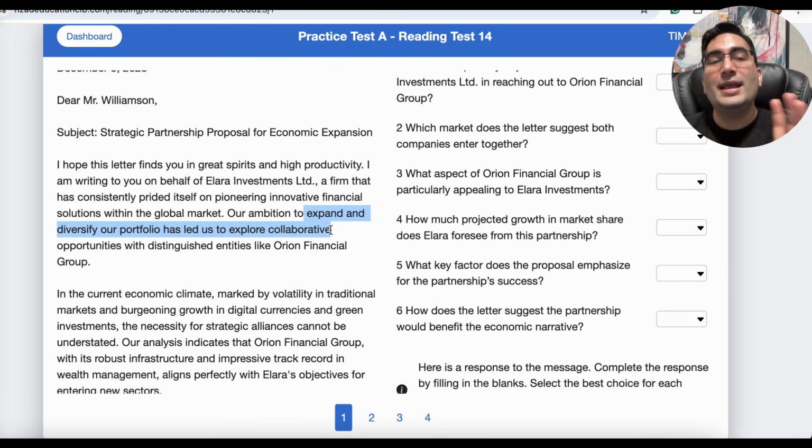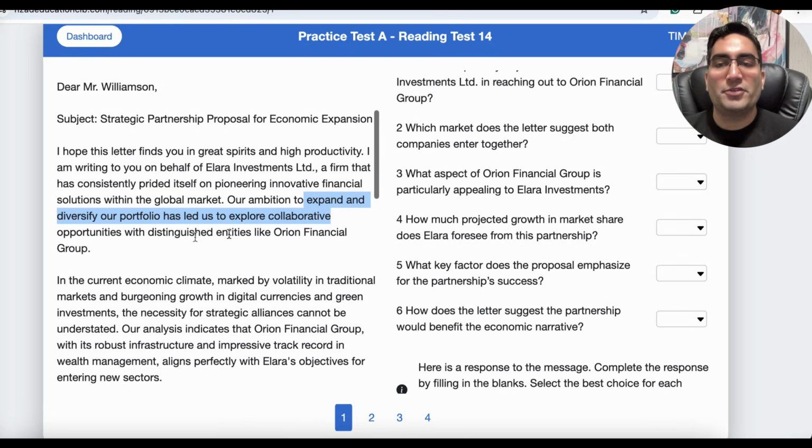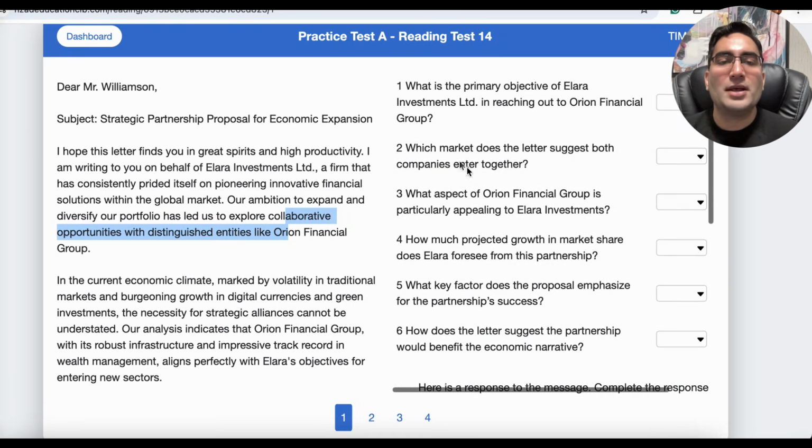Okay, so when I see the things that are mentioned in the question that I'm trying to target, I will slow down. Is to expand and diversify our portfolio has led us to explore collaborative opportunities. So okay, this has led them to this. They haven't really talked about which market they need to get into.